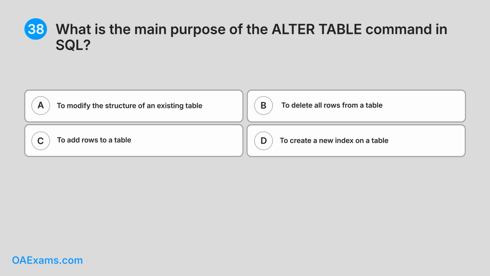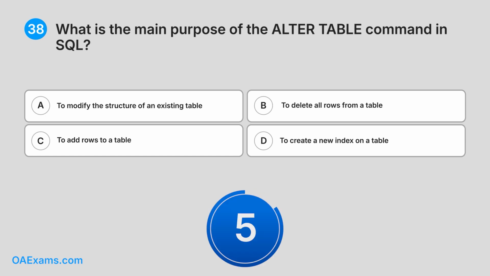A. To modify the structure of an existing table. B. To delete all rows from a table. C. To add rows to a table. D. To create a new index on a table. Do you know the answer?